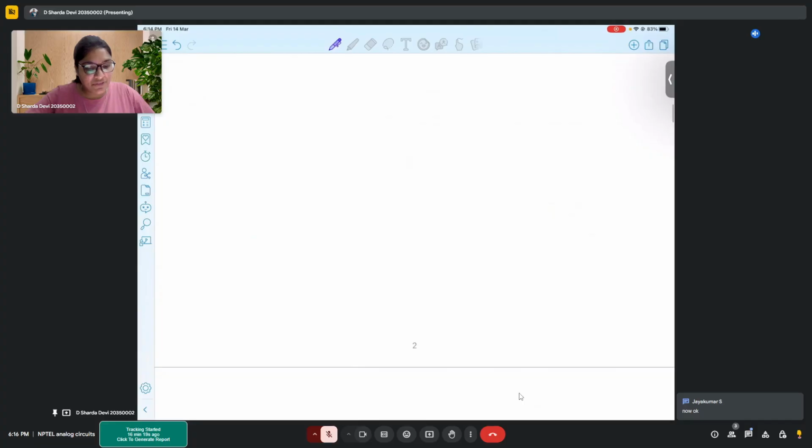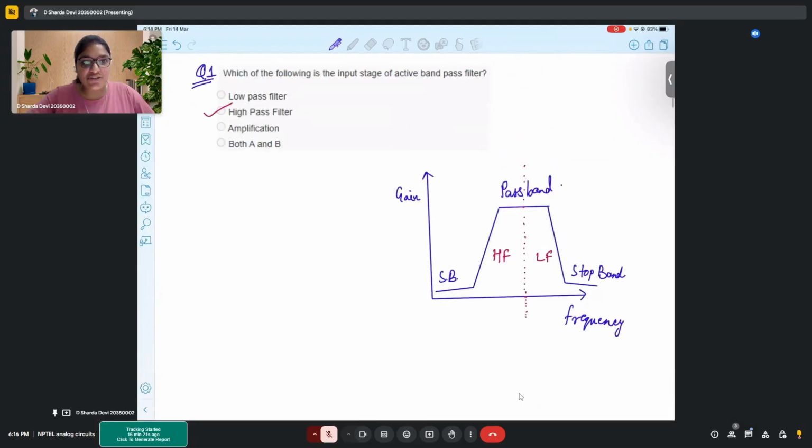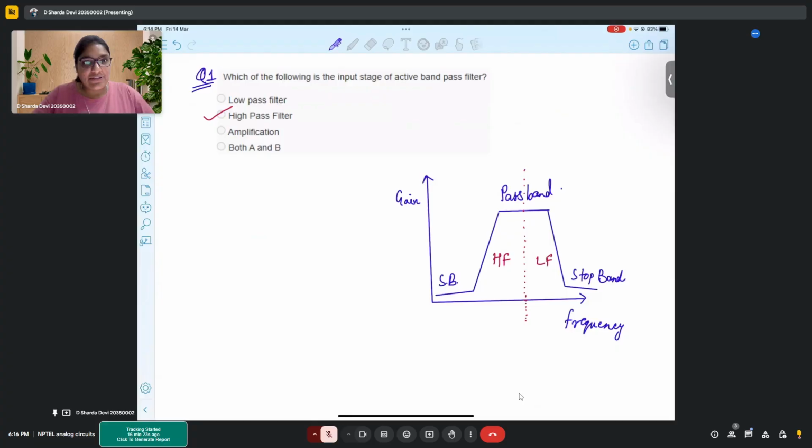The first problem asked just the input stage of a bandpass filter. So, from the profile itself, if I divide the profile into two parts, then I can see in the first we encounter a high pass filtering kind of behavior, then low pass filtering. So, that's why we said that the input stage of an active band pass filter is a high pass filter.